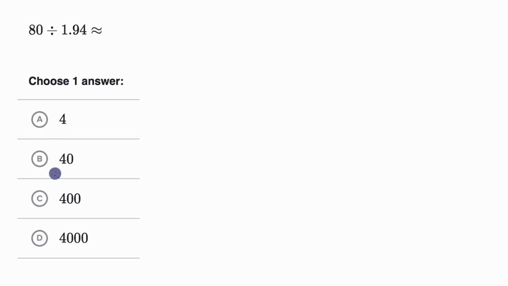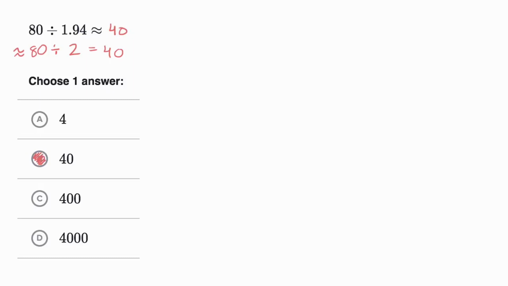So before we even look at these choices, how would we try to do this in our head? Well, 1.94, it's hard to divide it into 80 in our head, but it's awfully close to 2. So we could say this is approximately equal to 80 divided by 2, because once again, 1.94 is awfully close to 2, and then this is easy to figure out. That is going to be equal to 40. So our first expression is approximately equal to 40. Is it exactly equal to 40? No, but it's pretty close. So I would select that choice.